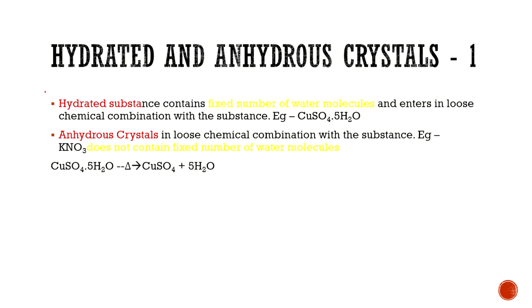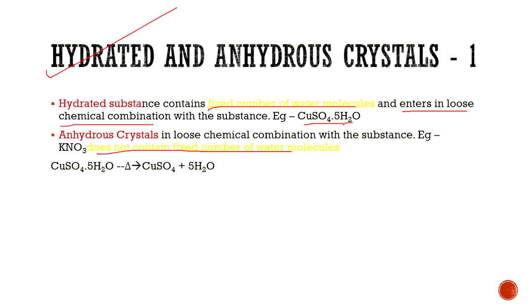Hydrated means it contains a fixed number of water molecules, while anhydrous does not contain a fixed number of water molecules. A hydrated substance contains a fixed number of water molecules in loose chemical combination. For example, CuSO4.5H2O, also known as blue vitriol.